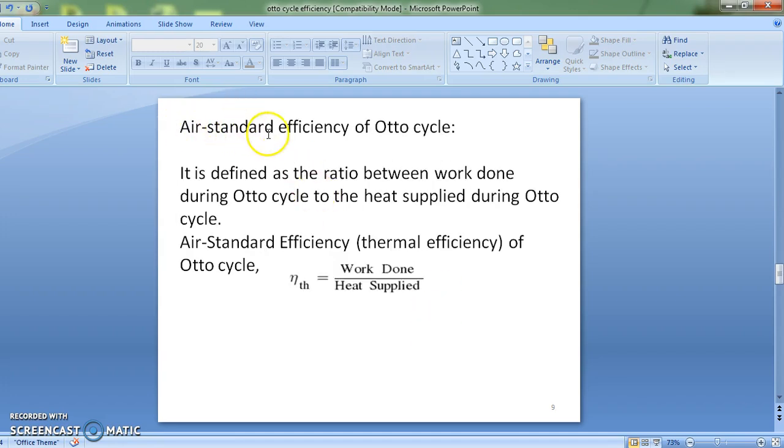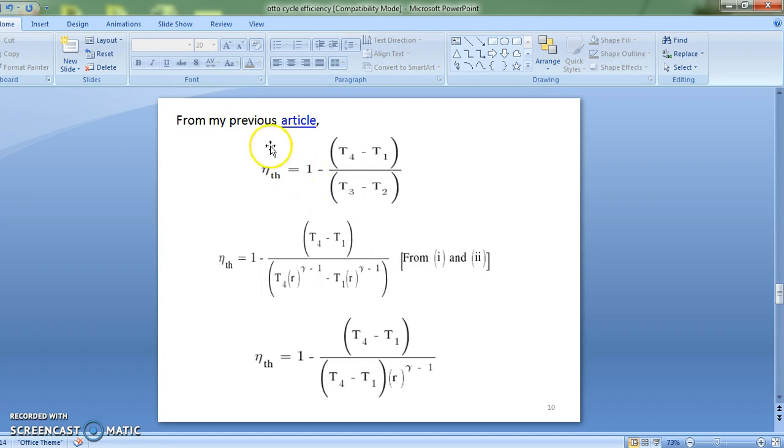Now, air standard efficiency of the Otto cycle. It is defined as the ratio between work done during the Otto cycle to the heat supplied during the Otto cycle. Air standard efficiency or thermal efficiency of the Otto cycle is represented as thermal efficiency equals work done upon heat supplied. From the previous article, thermal efficiency equals 1 minus (T4 minus T1) upon (T3 minus T2).